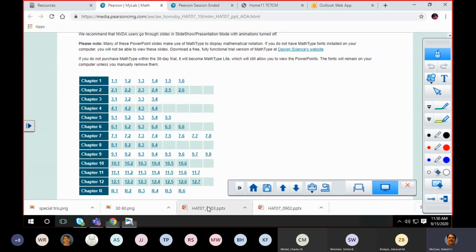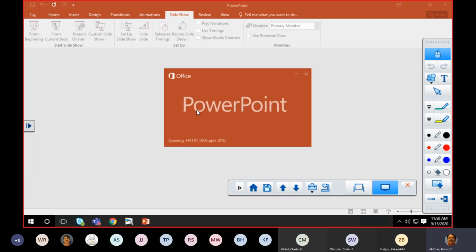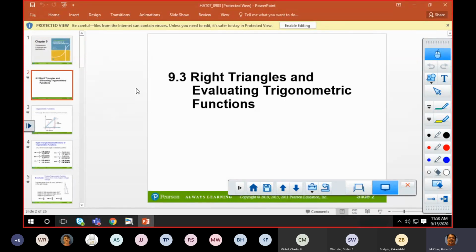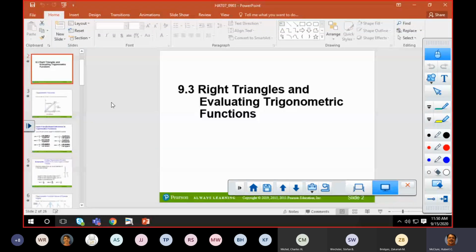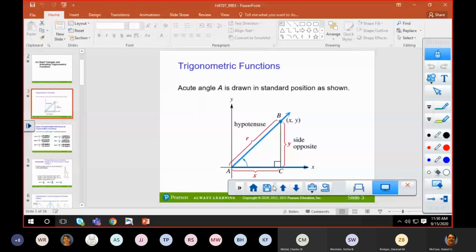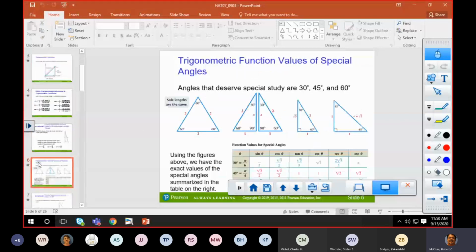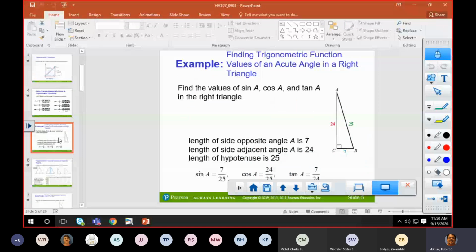9.3 is right here. Now, 9.3 is a continuation of right triangles and evaluating trigonometric functions. Nothing changes. They still call it X, Y, and R. Nothing changes. There's your sine, cosine, and tangent. Nothing changes. But we got our special angles here.